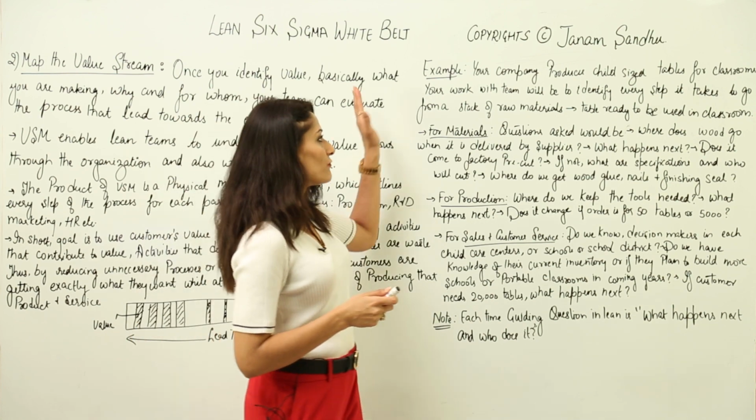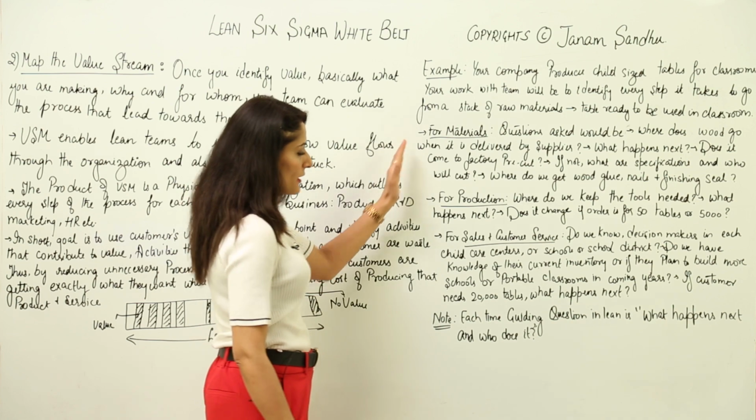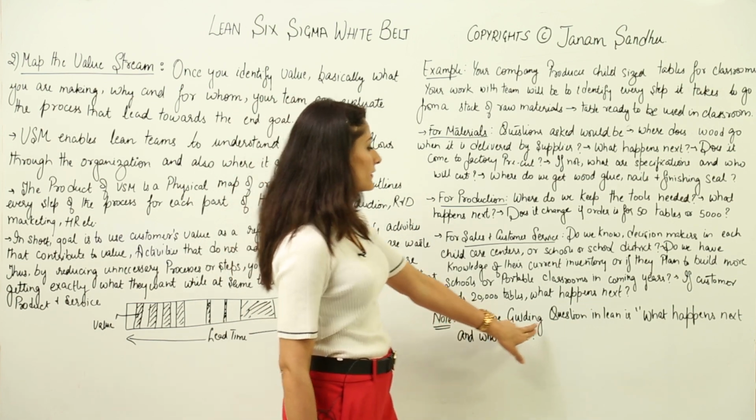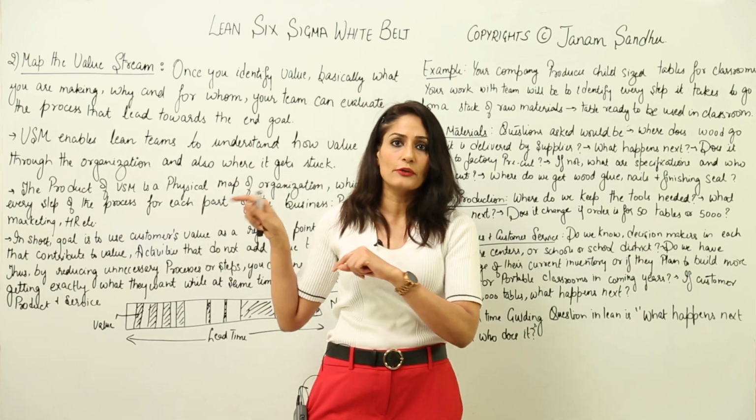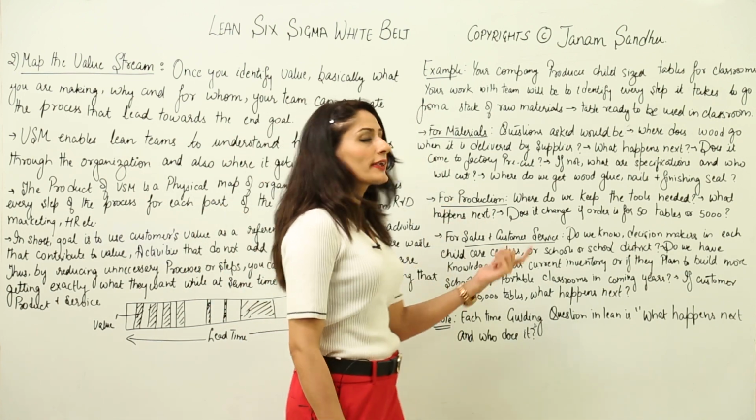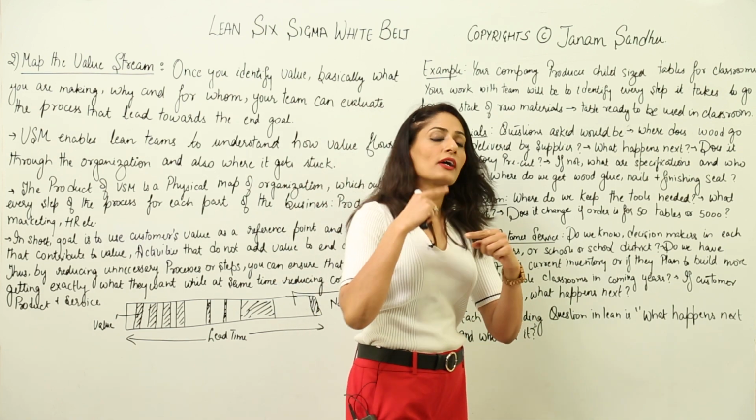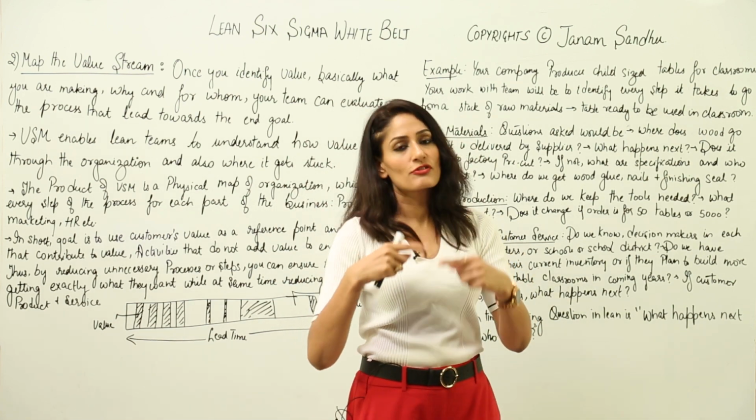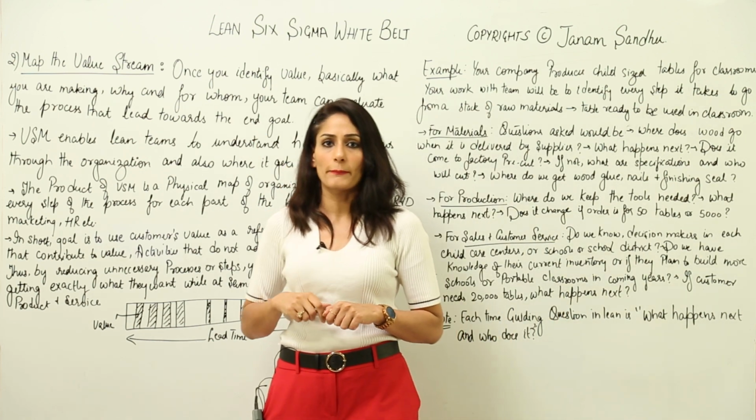Here is one point which I need you to note down: for each of these, whenever I talked about them, there was one guiding question, and this guiding question is used when we create a value stream map, and this is, what happens next and who does it? So you have to continuously keep on asking these two questions. These will guide you when you create your value stream map.